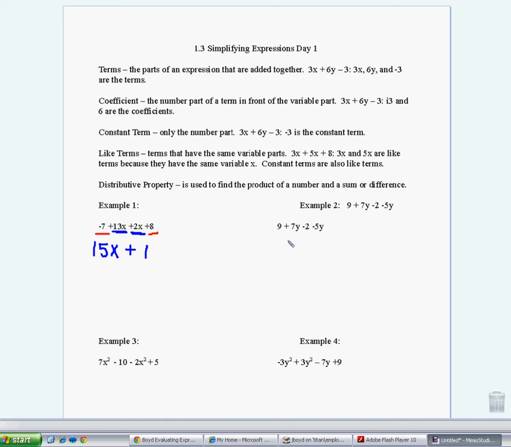Number 2. I'm going to look again at each of my terms. I've got a 9, a 7y, a negative 2, and a negative 5y. So I'm going to go ahead and underline my y's, and combine them. So 7y minus 5y leaves me with 2y. And my constants, I've got 9 and negative 2. I'm going to combine those. 9 minus 2 is going to give me positive 7. So I've combined my like terms and I've simplified my expression to 2y plus 7.